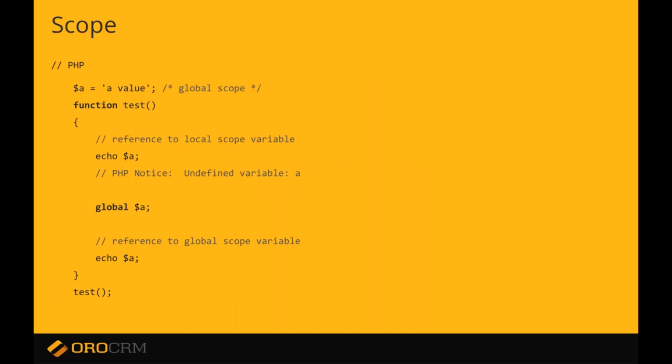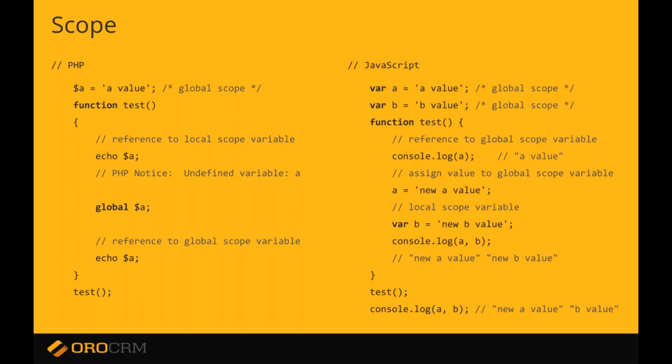Scope in JavaScript. Let's compare it again with PHP. So in PHP, by default it is local scope. Once we want to deal with global scope, we have to intentionally use the operator global to say that variable A is used from global scope, and only after that can we get access to global scope. But in JavaScript, by default it works with global scope.